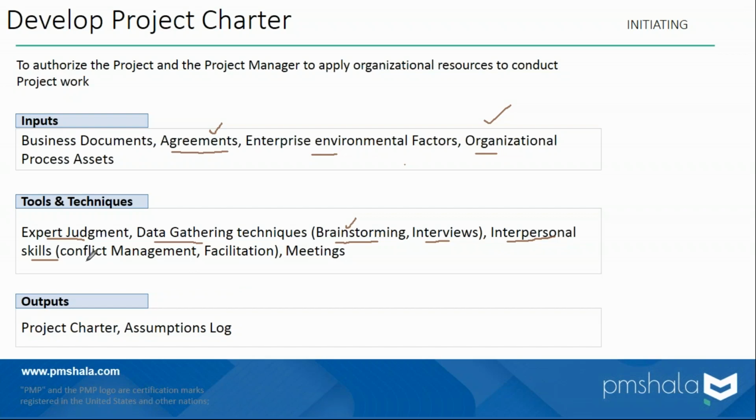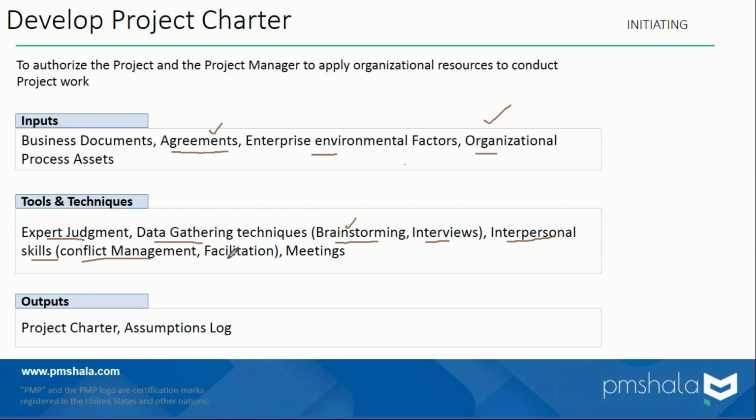Okay, how is it relevant? Conflict management. While putting up the charter, say multiple people are involved. Now there could be differences among stakeholders around anything, or around what to set as objective, what should be the timelines, and other aspects also. So PM would use conflict management to address any such conflicts among stakeholders.